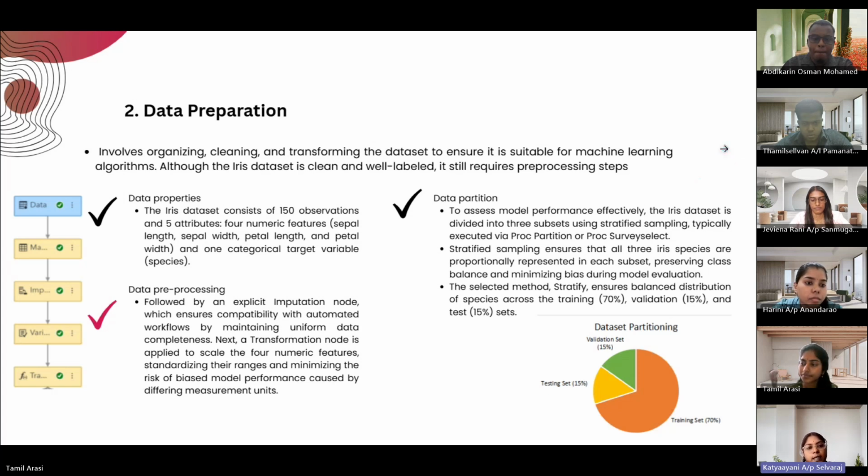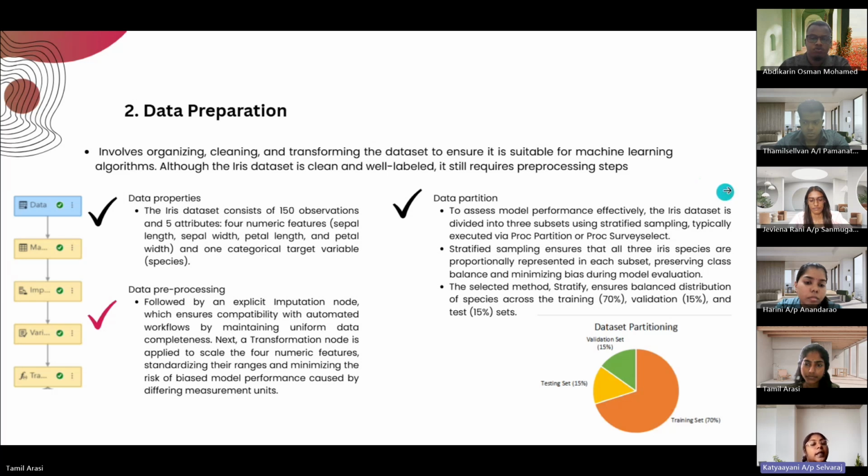For the data pre-processing, it is followed by an explicit imputation node, which ensures compatibility with the automated workflow by maintaining uniform data completeness. Next, a transformation node is applied to scale these 4 numeric features, standardizing their ranges and minimizing the risk of biased model performance caused by different measurement units. And lastly, the third process in the data preparation is the data partition, which is used to assess model performance effectively.